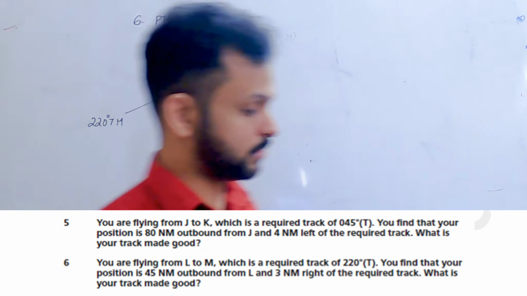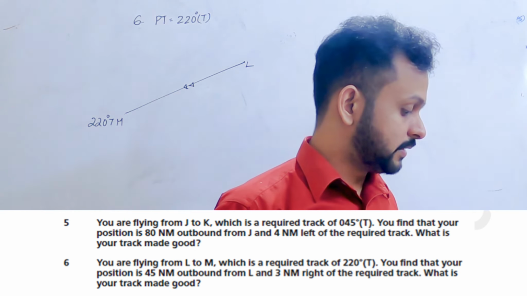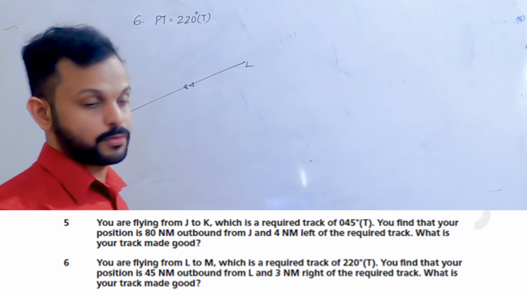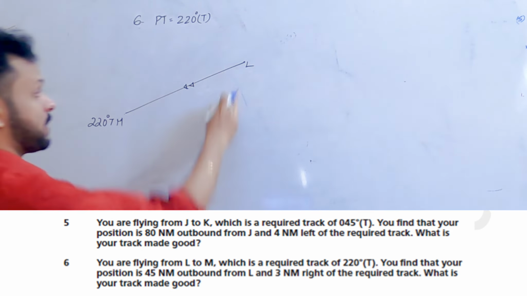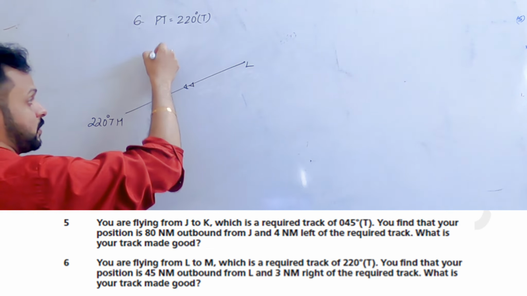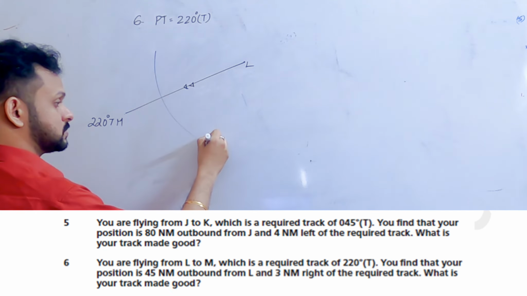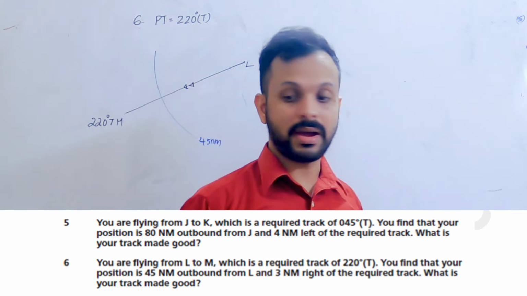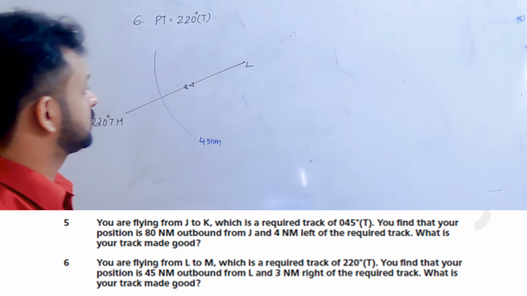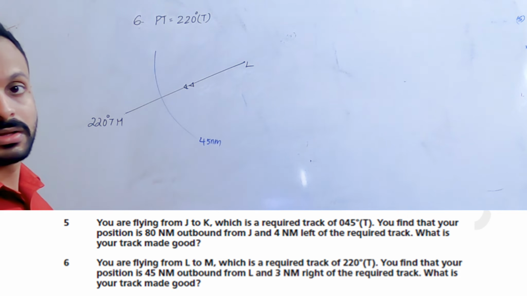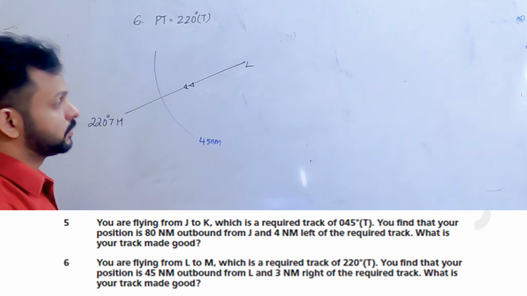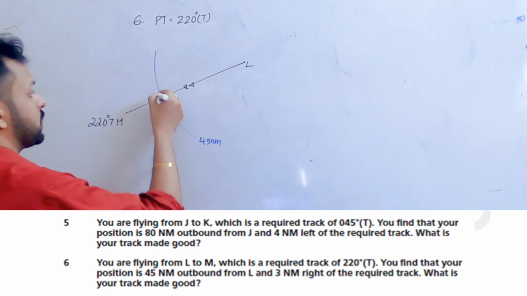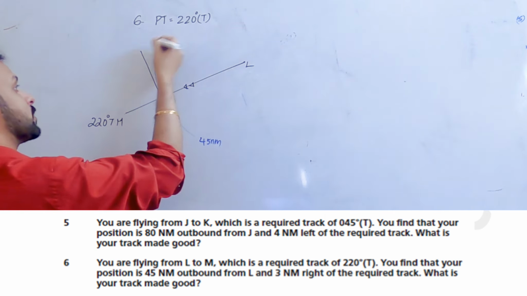220 degrees true. You find that your position is 45 nautical miles outbound from L. So I take a compass and draw a 45 nautical mile arc. And what about the off distance? It's 3 nautical miles right of required track. So where will you place it? North of it or south of it? North of it. Yeah, but it's 3 nautical miles to the right of the required track, which means it's going to be somewhere here.